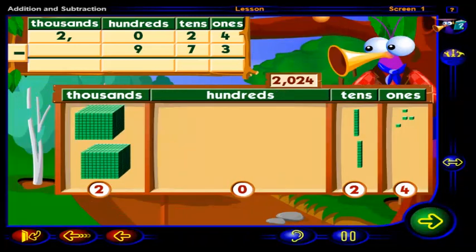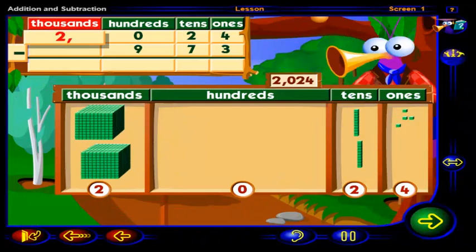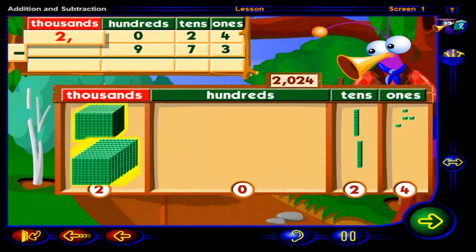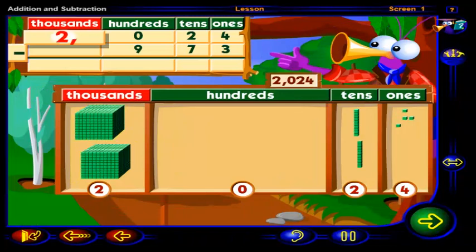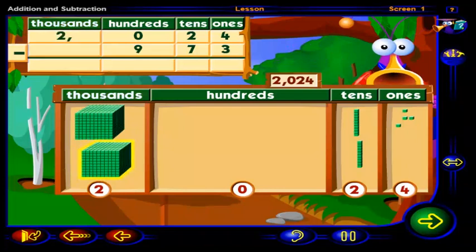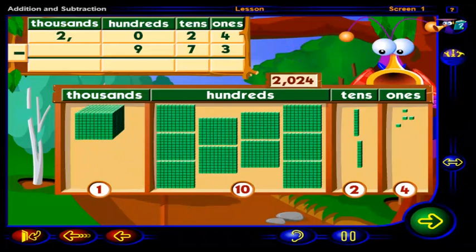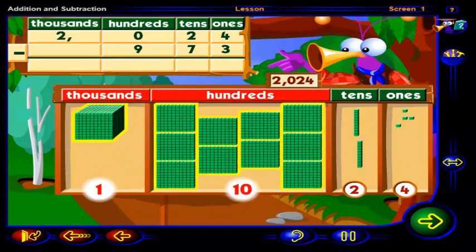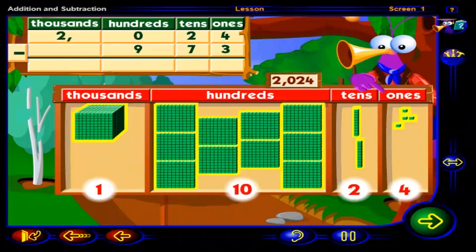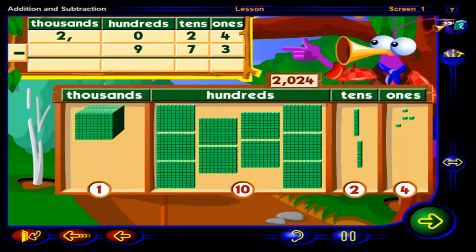Now, let's regroup. We can start with the 2 in the thousands place. Since 2 thousands is equal to 1,000 and 10 hundreds, we can regroup one of these thousands as 10 hundreds. Click on this thousand. Now we have 1,000, 10 hundreds, 2 tens, and 4 ones. Let's show this regrouping here.